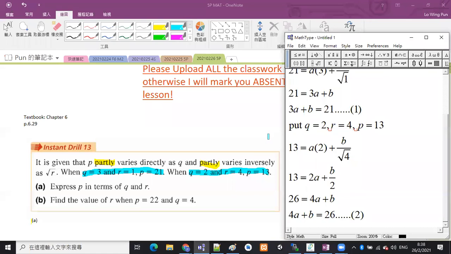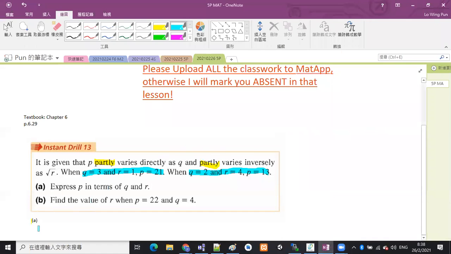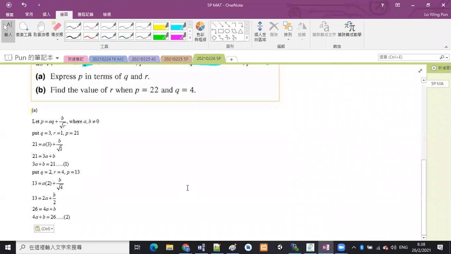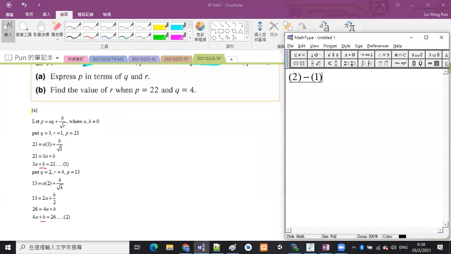Okay, so let me paste it here first. And then we have equation 1 with equation 2. And then we notice that the B terms are exactly the same, right? Including the signs, okay? Both of them are positive sign. So I'm going to use subtraction to cancel out the B terms, okay? So I am going to use equation 2 minus equation 1.